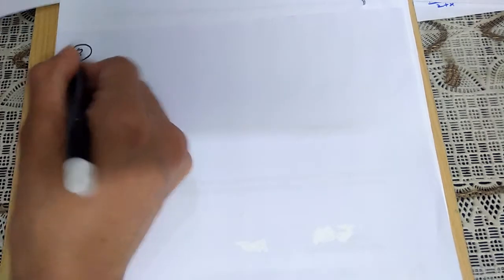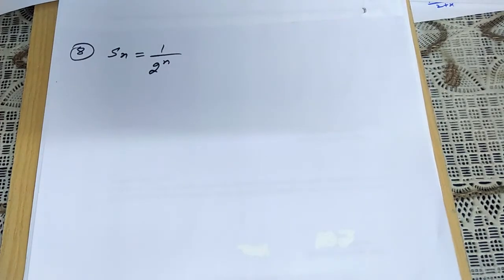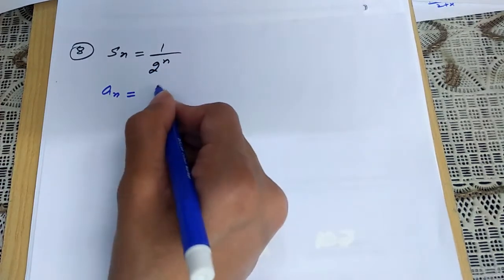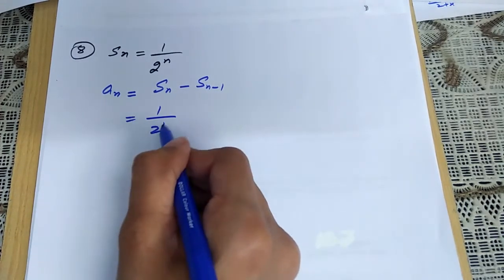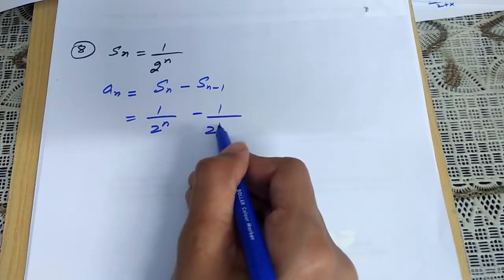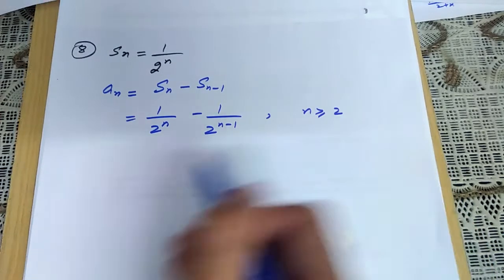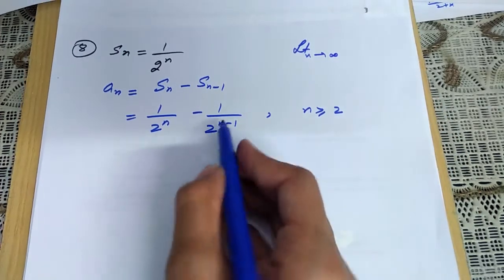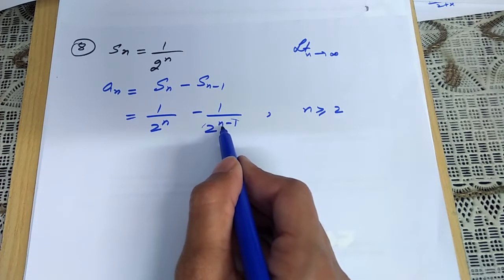Question number 8. Sn is equal to 1 over 2 raised to power n. Now your an term will be equal to Sn minus Sn minus 1. That will be 1 over 2 raised to power n minus 1 over 2 raised to power n minus 1 here. And here n must be greater than or equal to 2, because at the end you have to apply the limit n approaches infinity, and for that purpose you must not have a negative answer. So your n must be greater than or equal to 2.